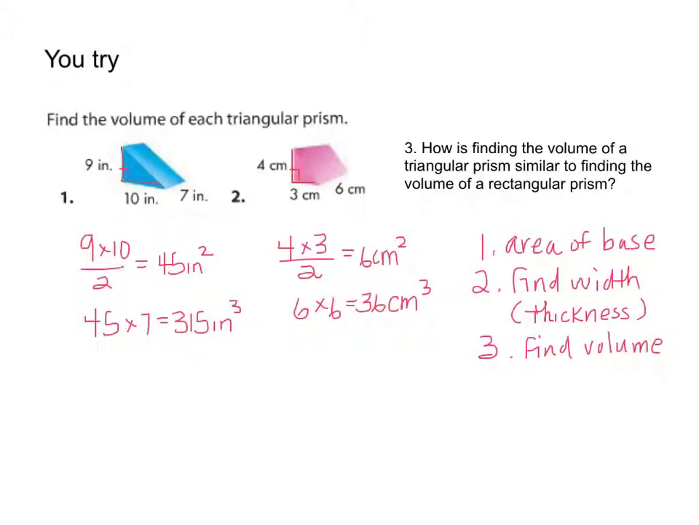We first find the area of the base. It's just that when we're doing a triangular prism, to find that area, we do base times height and then divide it by 2. Then for both of them, we look for the width or the thickness, and we multiply that base area by the width to get the volume. And as we saw previously, the volume of a triangular prism with the same measurements as a rectangular prism will be exactly half of the volume of the rectangular prism.